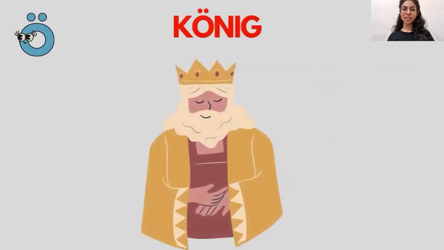Next alphabet is O umlaut. You have to twist your tongue and say Ö. Ö. Like the king on your screen. King is König. König. Like we say Q. So that's how we say Ö. Say that. Can you say that? Ö.